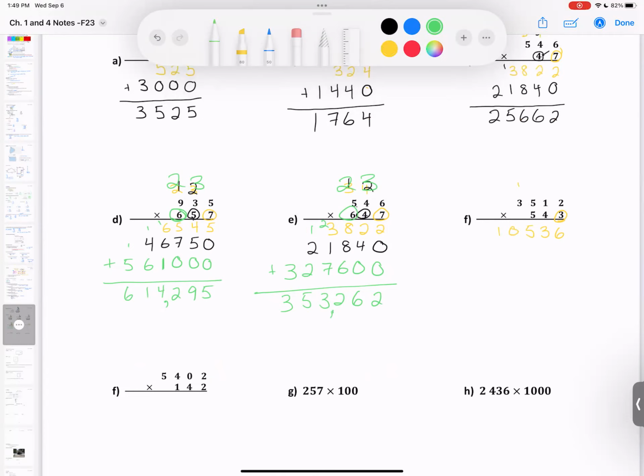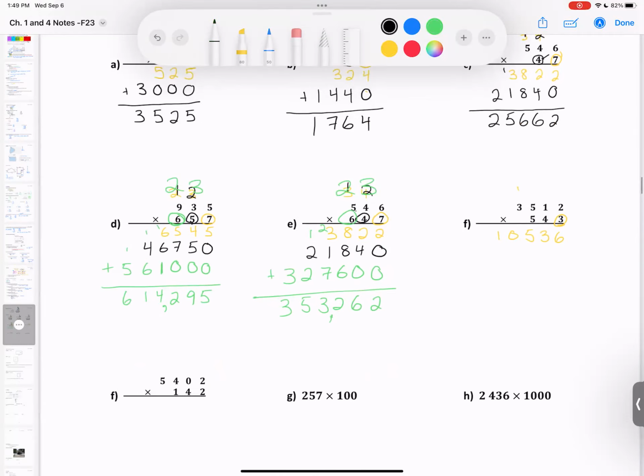Okay. Now we are going to concentrate on the 10s, so we add a 0 here. 4 times 2 is 8. 4 times 1 is 4. 4 times 5 is 20. Carry that 2 up. 4 times 3 is 12. Plus 2 gives us 14.